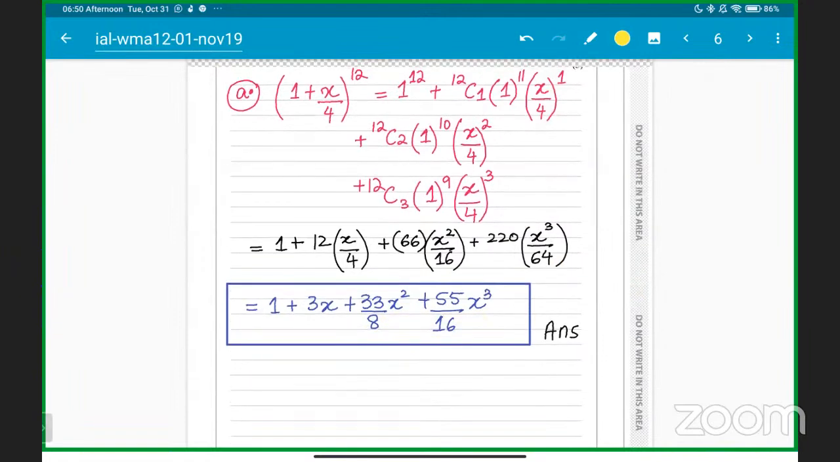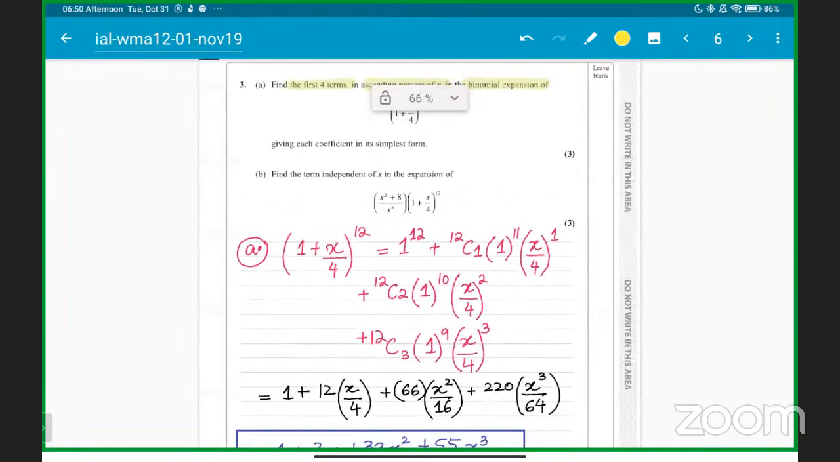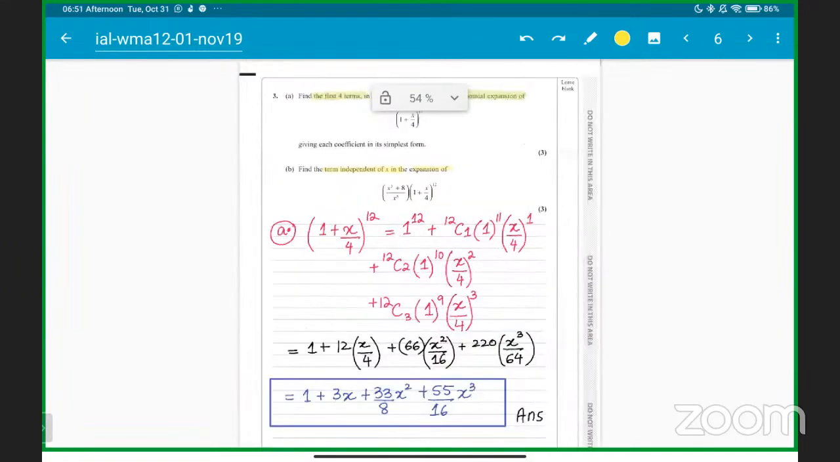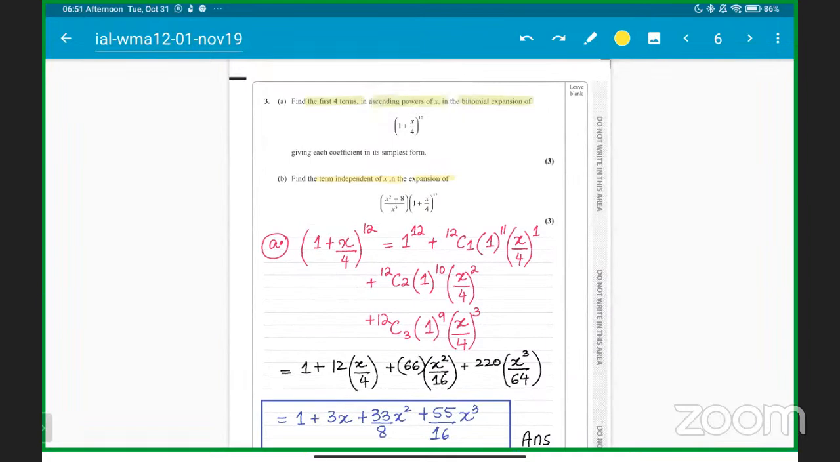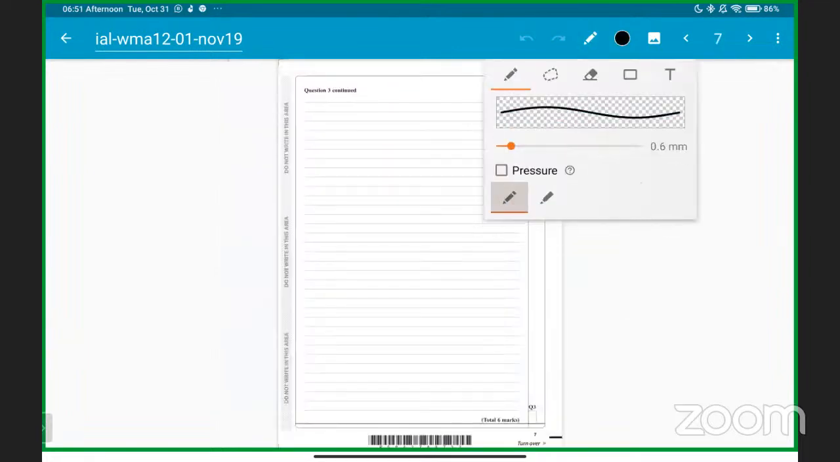Okay, then we take help of this and find the term independent of x in the expansion of these two. So you need to understand, you have to take help from the previous part, okay? And you need to understand that we have to multiply these two together. For 3 marks, we have to find the term independent of x. So let's do it here.